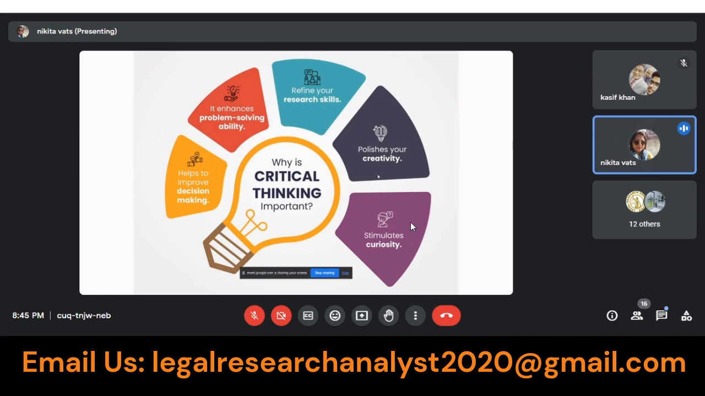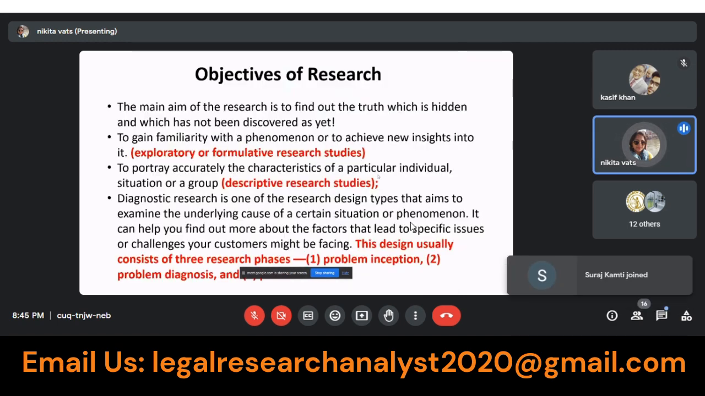Okay. So objectives of research. Why exactly do you want to do the research? The main aim of the research is to find out the truth which is hidden and which has not yet been discovered. We were just talking about this. I wrote this article because I felt that PNG is such an important country. It has so many resources, so why is India not investing in it? Countries like China are investing, and Australia is close to it, so fine, but why is India not investing much?